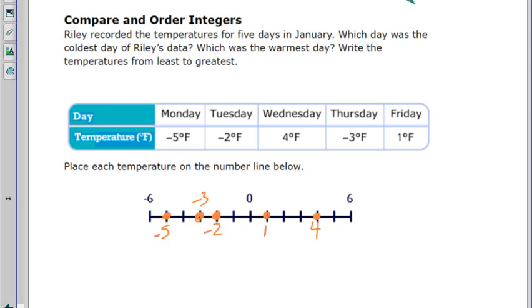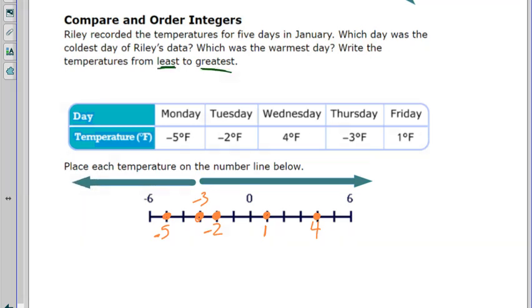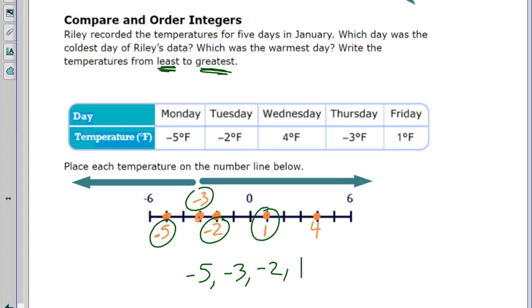All right, I've labeled all the points on my number line. And before I get going, it's important to remember that the further to the right I go, the greater it gets. And the further to the left, the smaller it gets. To go ahead and list these from least to greatest, we have to be careful. I have to start with the furthest to the left, the smallest, a -5. Then I have this -3. Then I have a -2. Then I have a 1. And then I have a 4. And that's listed from least to greatest.